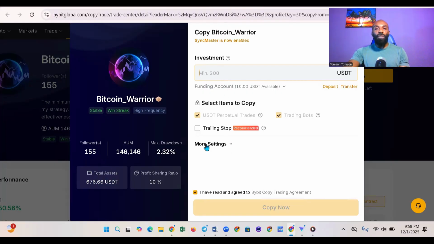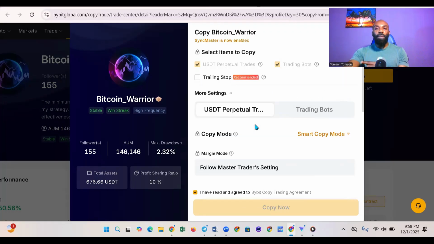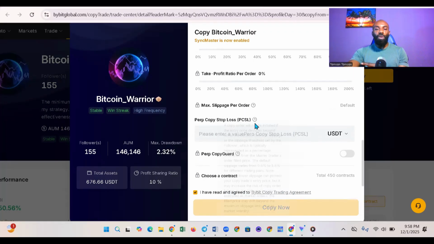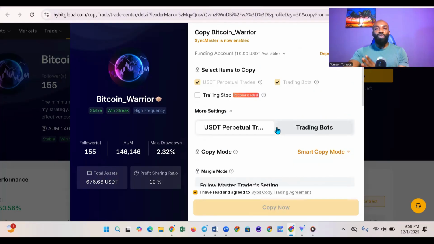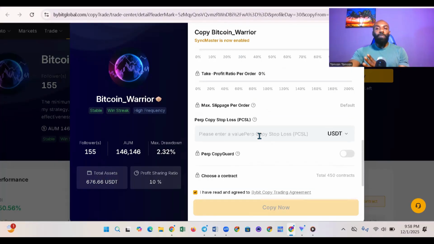Now, if you want more settings, you're going to click on this more settings here, right? Then it's going to open up more parameters for you, all right? You're going to scroll down here. Normally, I do advise people to leave all these settings the way they are, okay? But if you want to put your own personal stop loss, you can decide to put your stop loss. Probably you want to say, oh, I have just $200 to copy this guy's trade, but if my crypto depletes up to $100, please close the trade. Then here you can decide to put your own stop loss that you want to put on it, okay?